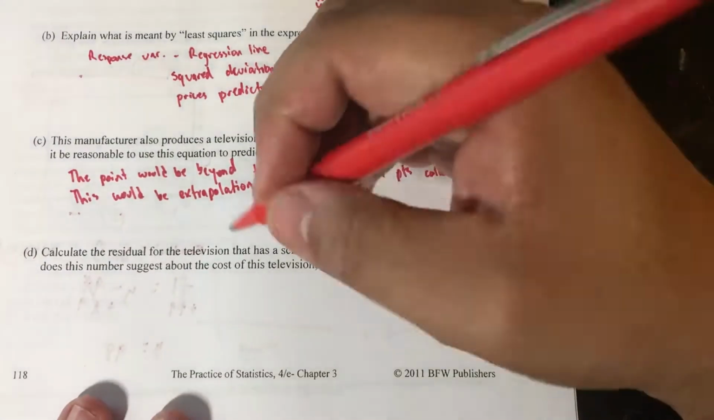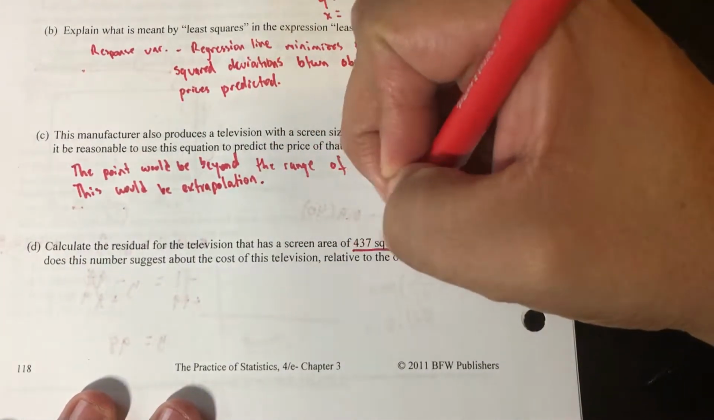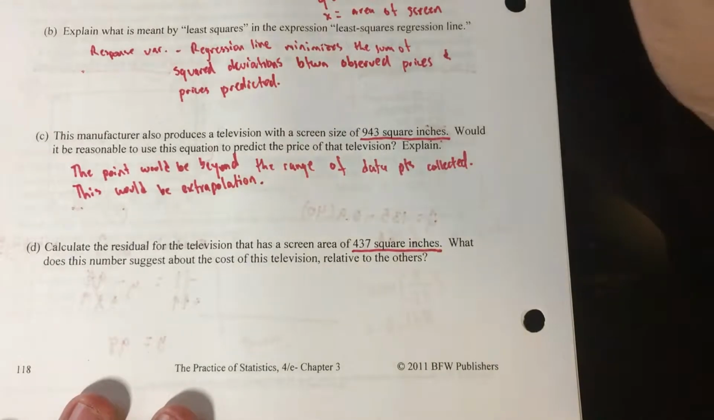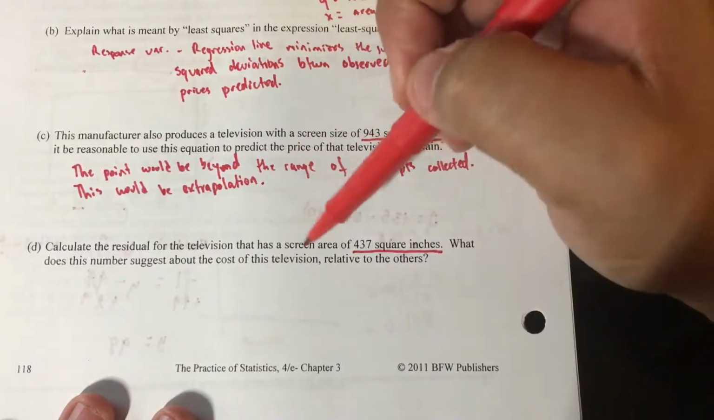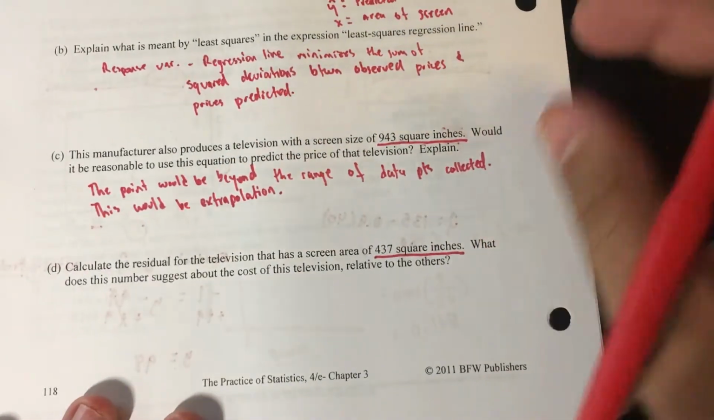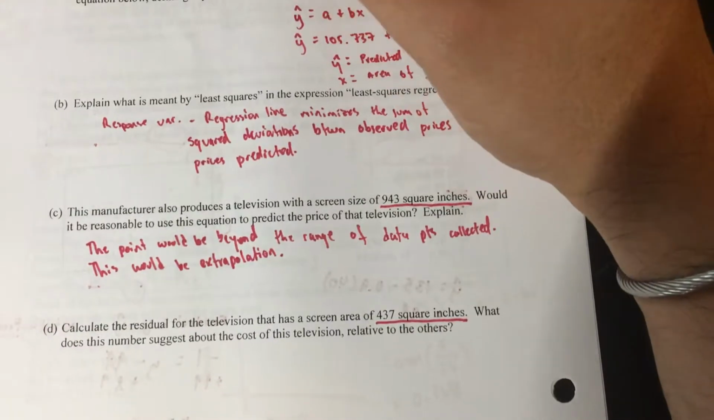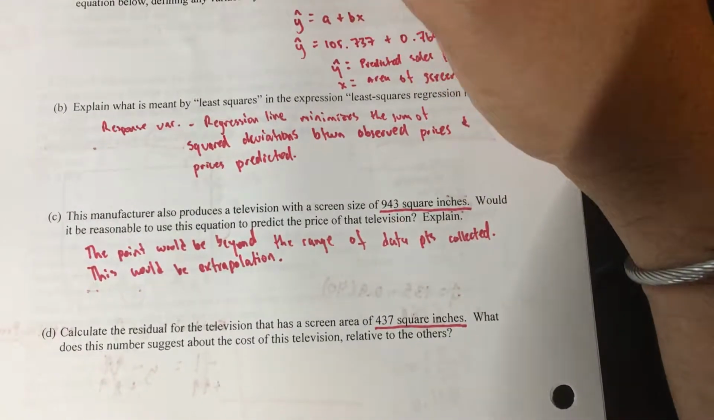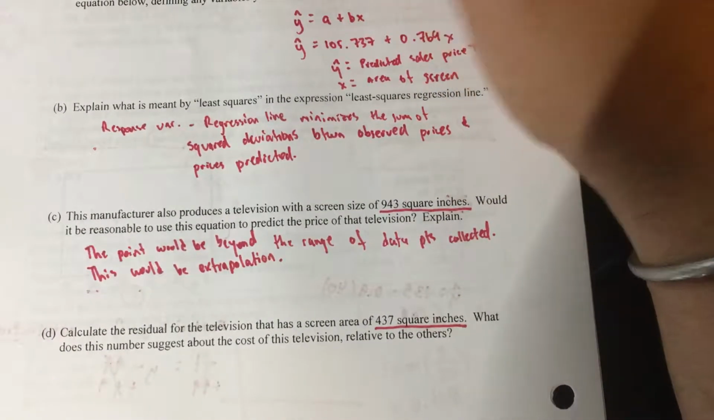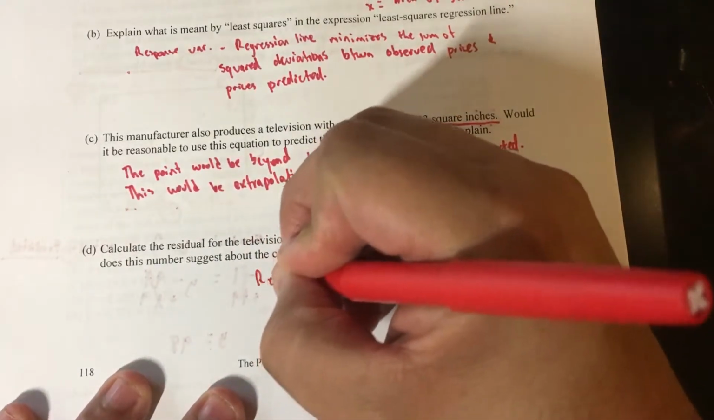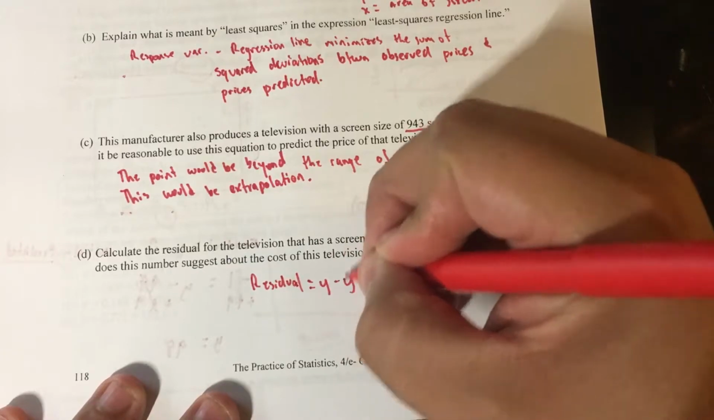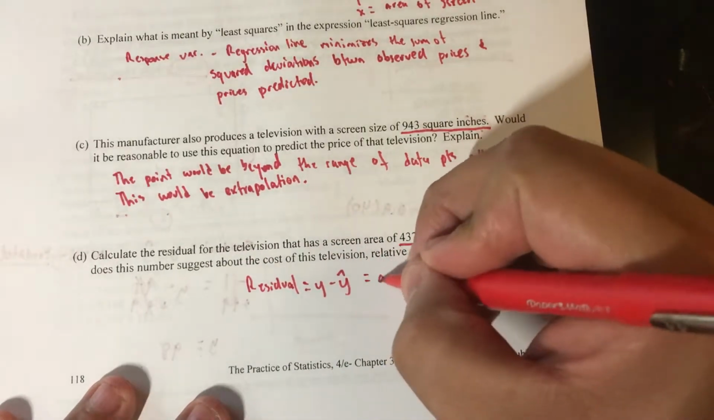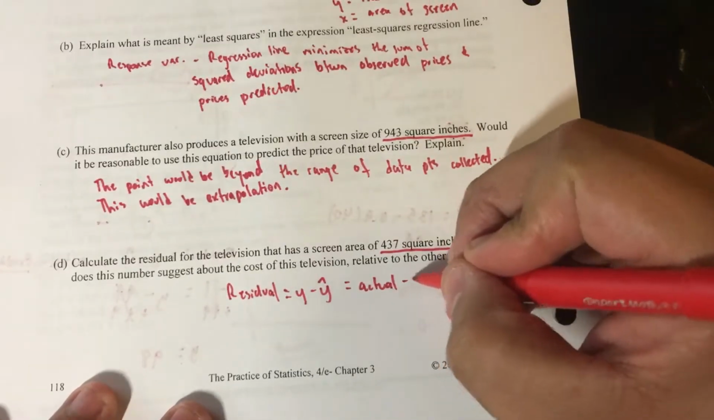so calculate the residual for the television screen of 437 square inches. So let's look at that. It's this one right here. And what does this number suggest about the cost of the television? So the 437 is this one. So this was the actual price. So remember, residual is equal to y minus y hat. So actual minus predicted.